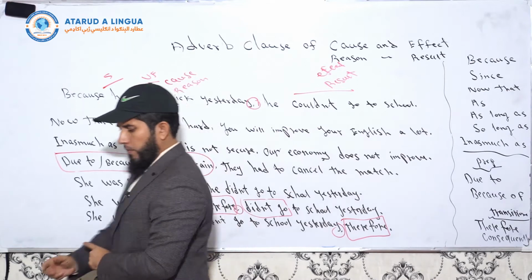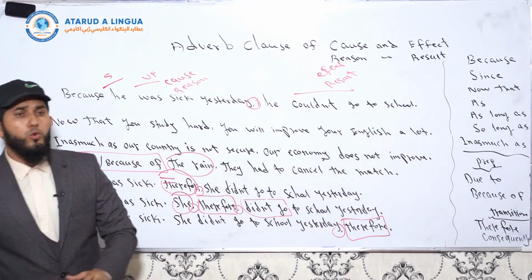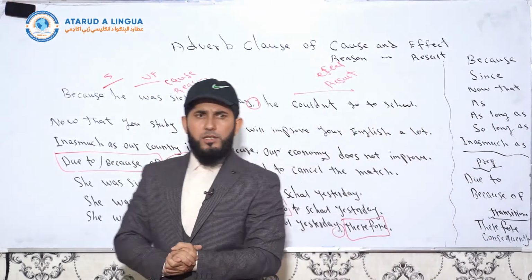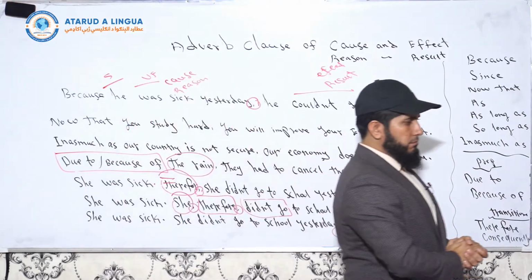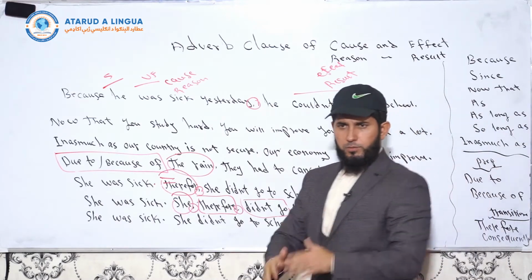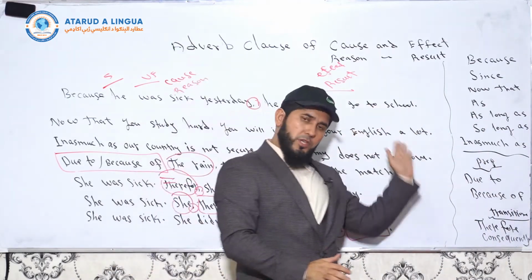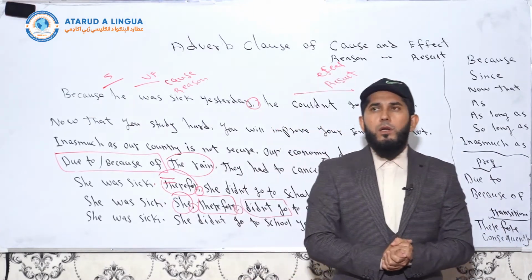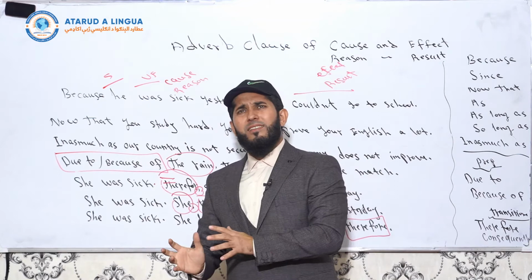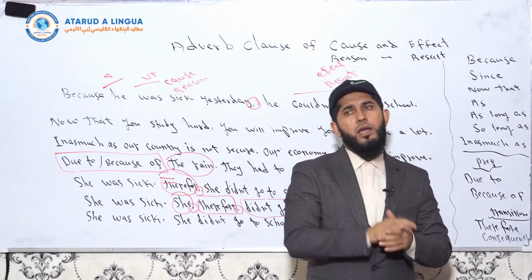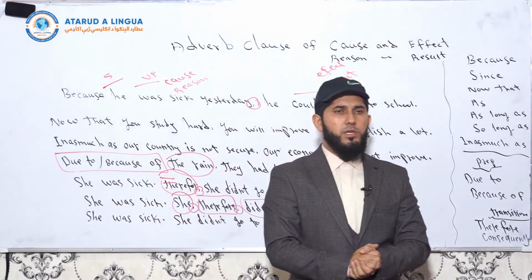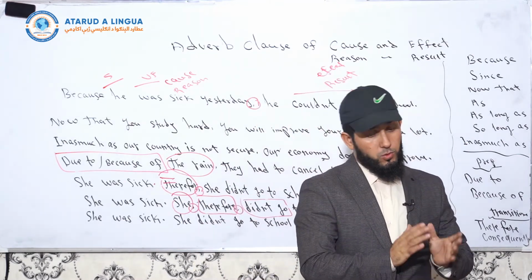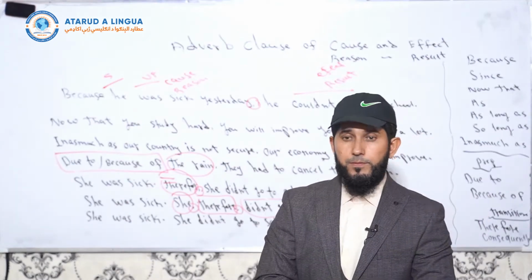Because the road was blocked, I couldn't get to my classroom on time. Since the road was blocked, I couldn't get to my classroom on time. And you can use the other conjunctions, okay? Due to the fact that the road was blocked, I could not get to my classroom on time. Or because of the fact that the road was blocked, I could not get to my class on time, okay?